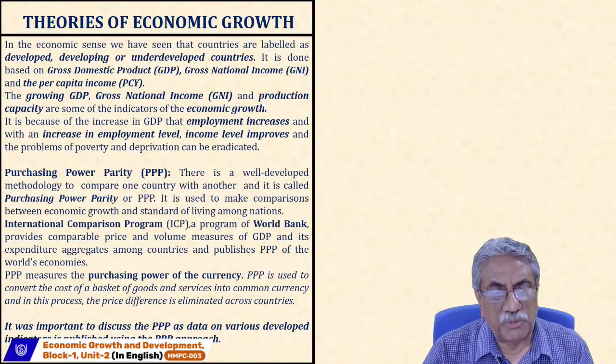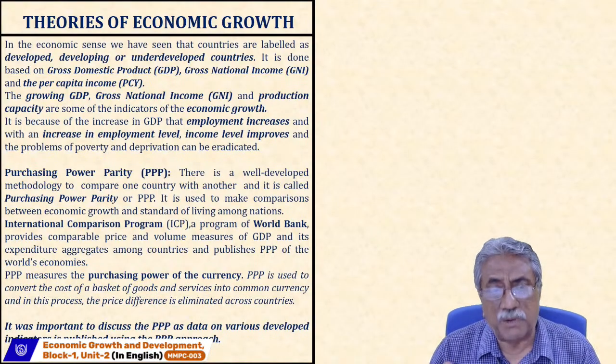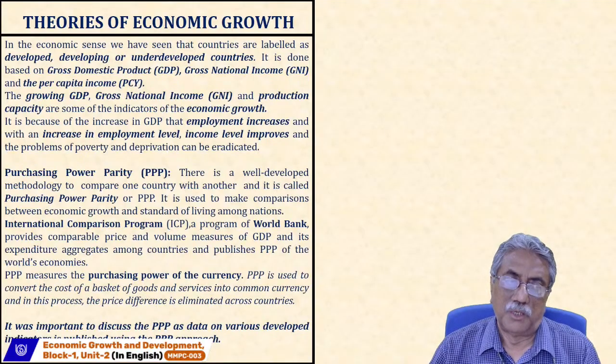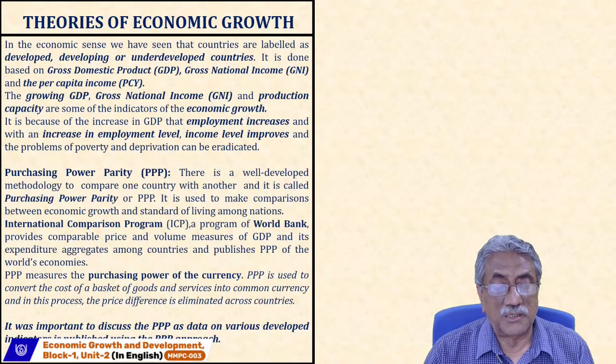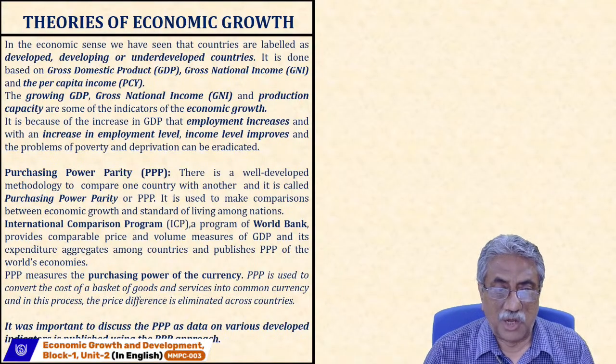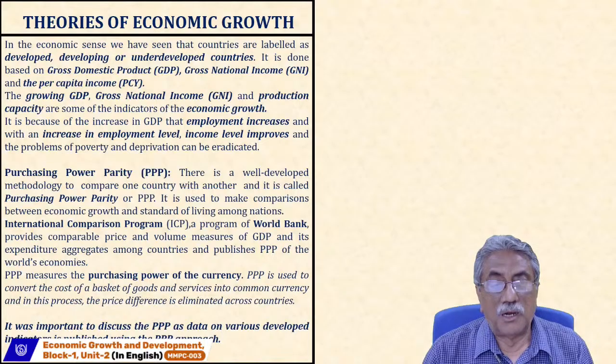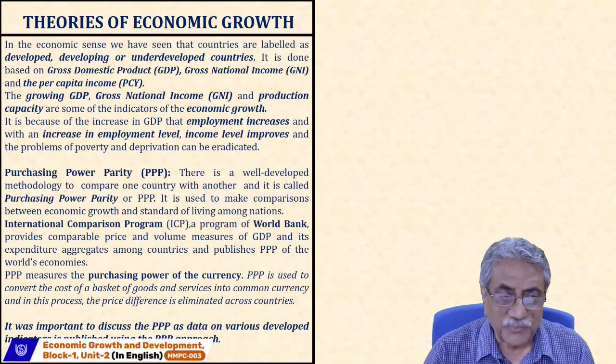So now we come down to PPP measures the purchasing power of the currency, as I was telling you. PPP is used to convert cost of basket of goods and services into common currency, and in this process the price difference is eliminated across countries. Now what has happened is that suppose one group of baskets I can buy at 100 rupees, but same thing Americans can buy at a different price. So price difference doesn't matter, both can buy the basket of goods.